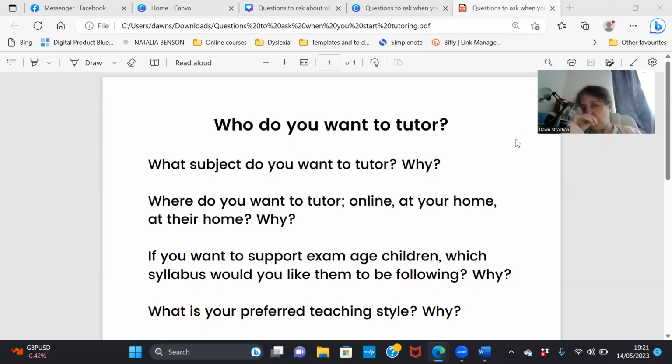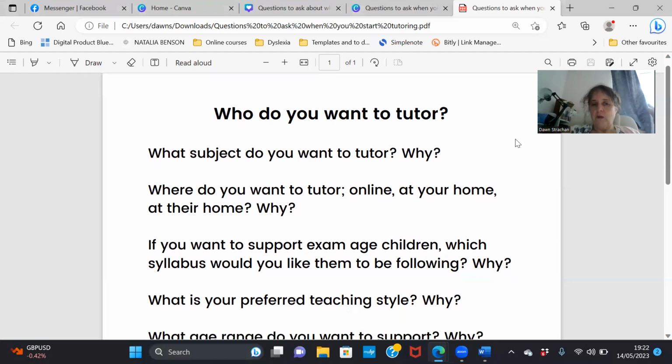I've started with basically the obvious: what subject do you want to tutor? Is it maths? Is it English, science, French, whatever? And why? Is it because you find it easy? Is it because you've got a passion for the subject? Is it just because you think there wouldn't be that much work involved? What's your why for choosing that subject?